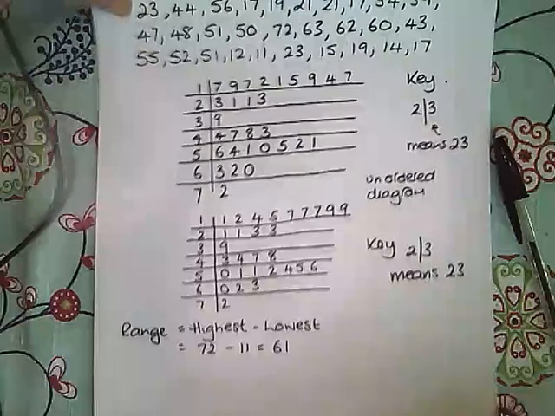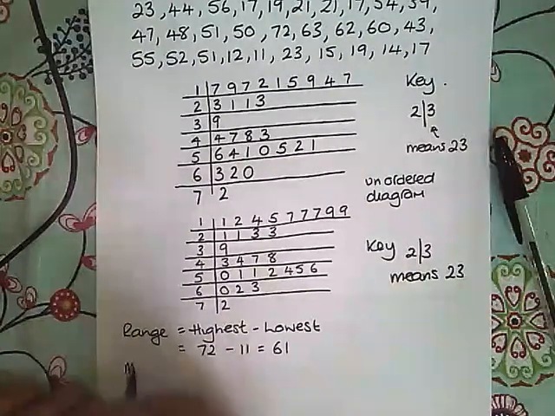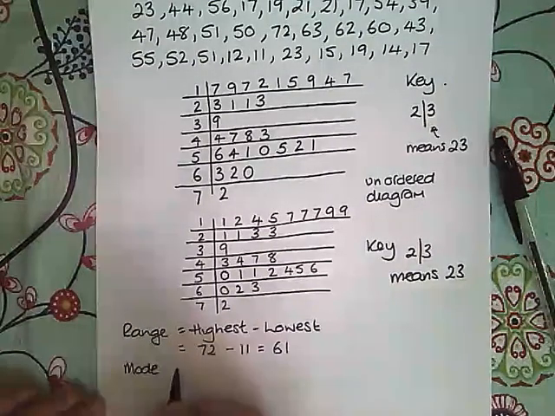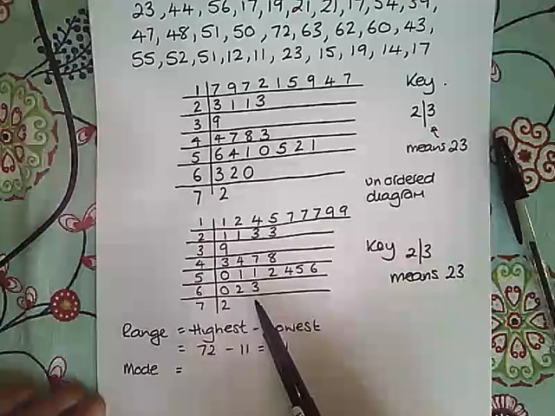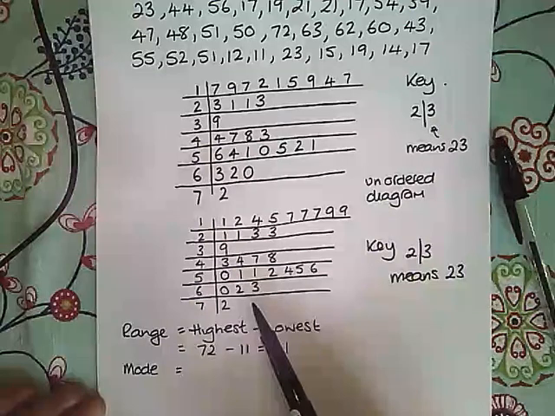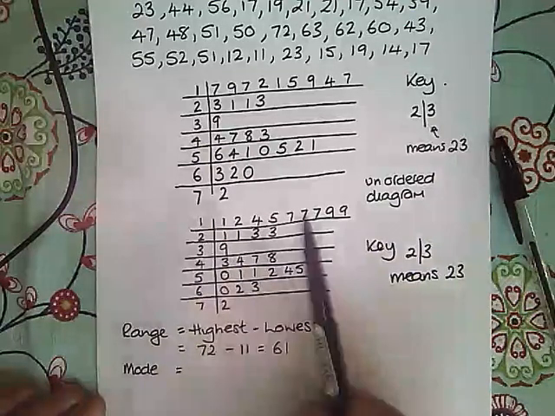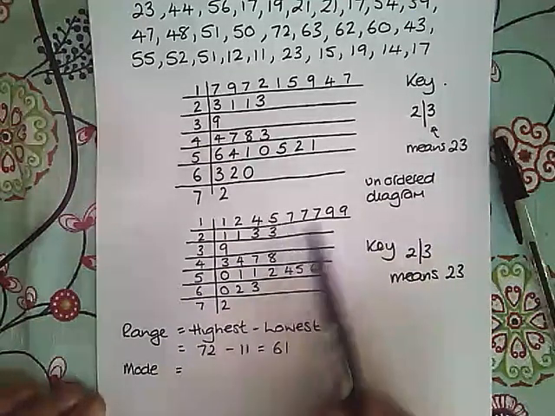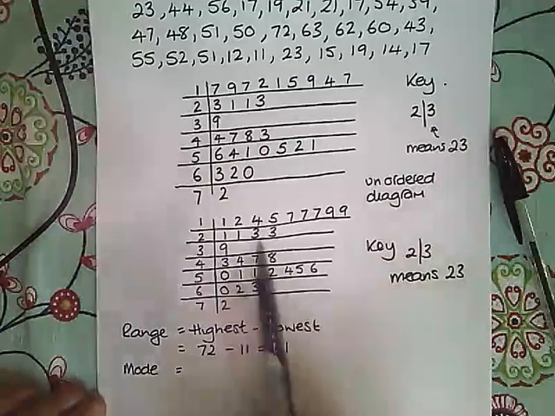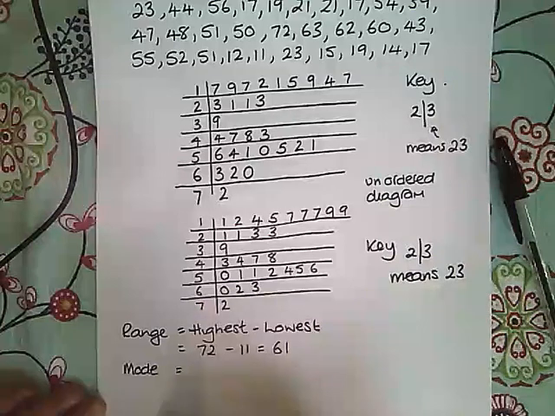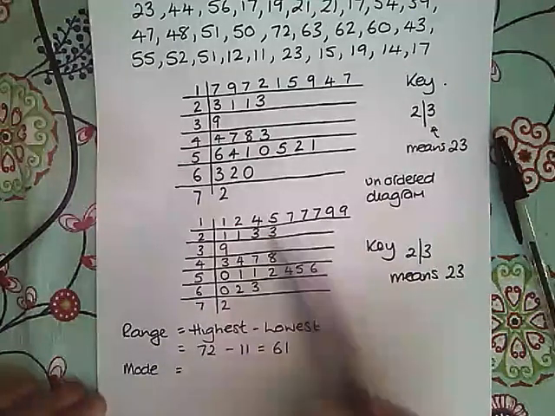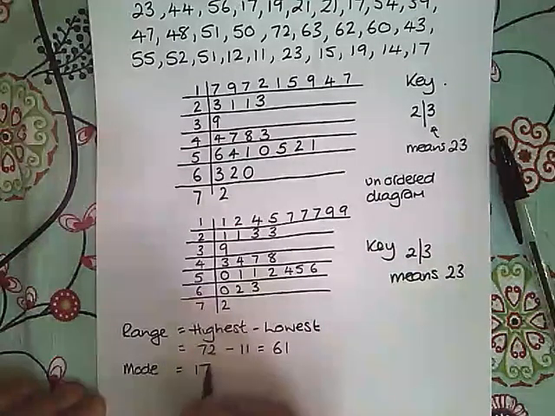We could also work out the mode, the most common number. And if we look through our ordered data here in the stem and leaf diagram, we can see that 17 occurs 3 times. 23 occurs twice, 51 occurs twice, so it's 17 that is the mode, the most common value.